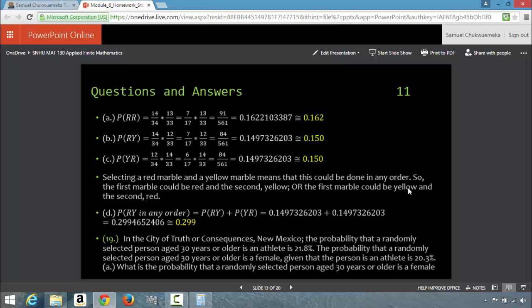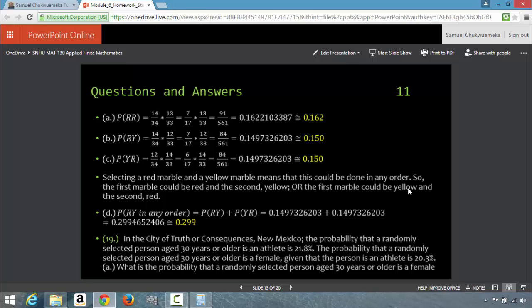But you need to read the question, okay? In case they twist it. In mathematics they twist questions. So probability of selecting a person that is 30 years or older that is an athlete is 21.8%. That's a small probability. The probability that a randomly selected person aged 30 years or older is a female, given that the person is an athlete, is 20.3%.